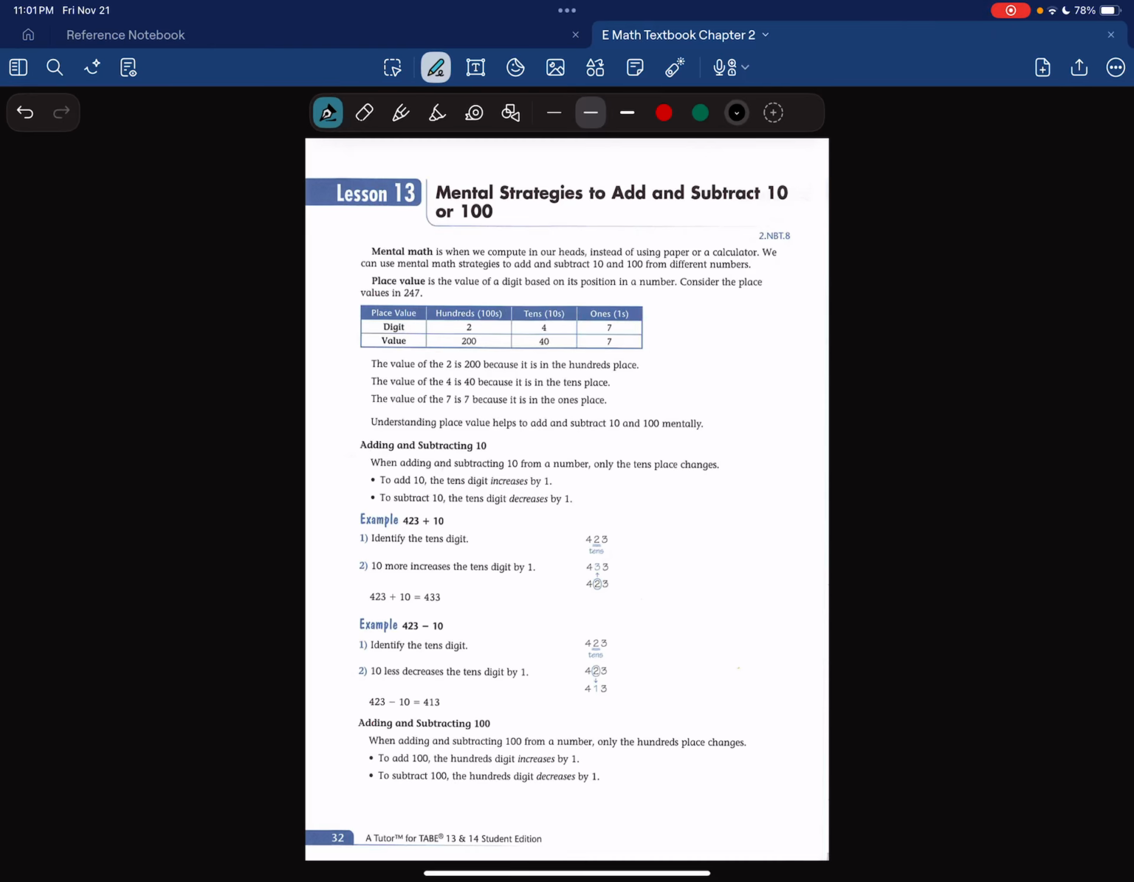I am on page 32, and this is talking about using mental strategies to add and subtract 10 or 100. If you have taken the time to watch all of my videos up to this point, this should come to you pretty easily. If you have not watched them all, you may struggle a little bit here, or you may not. You may do just fine. But let's tackle this page and see what we've got.